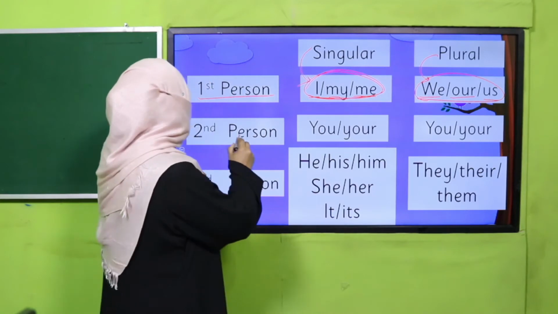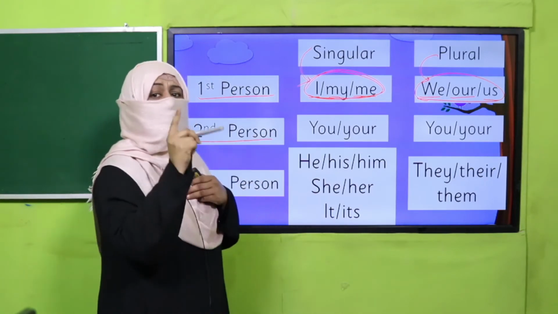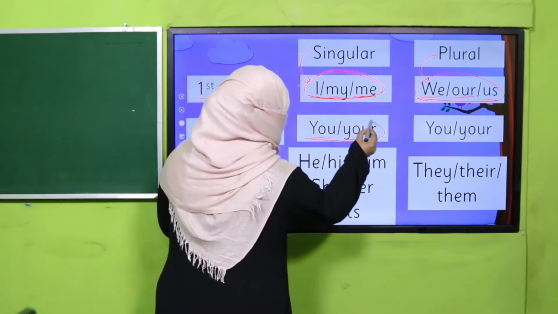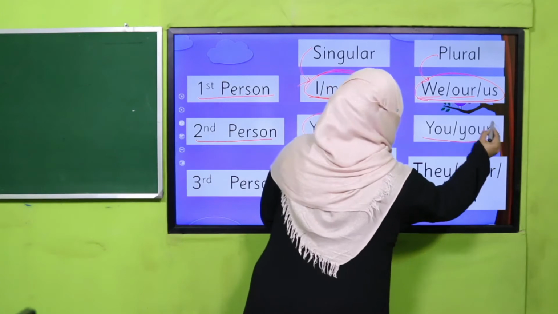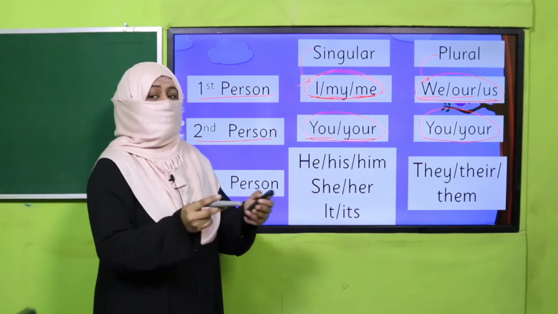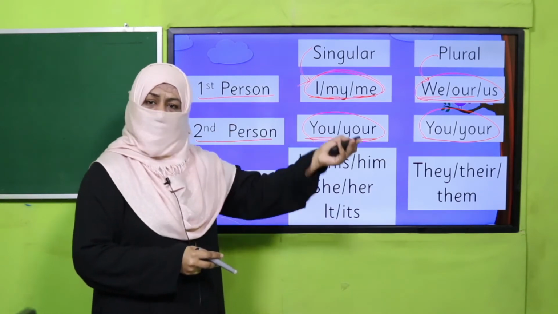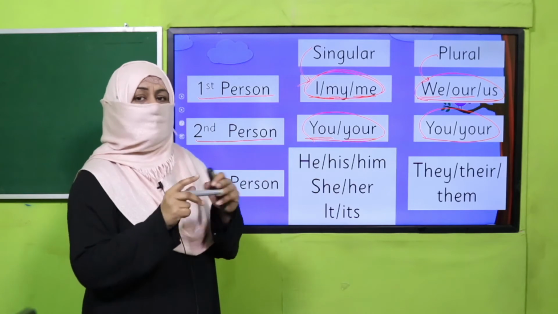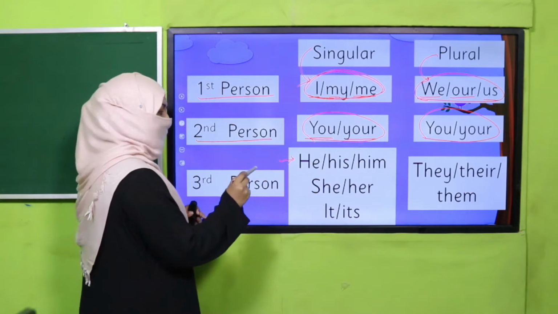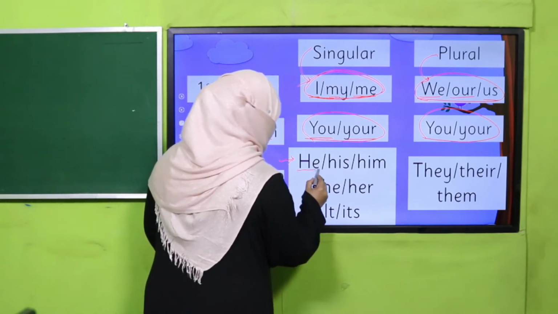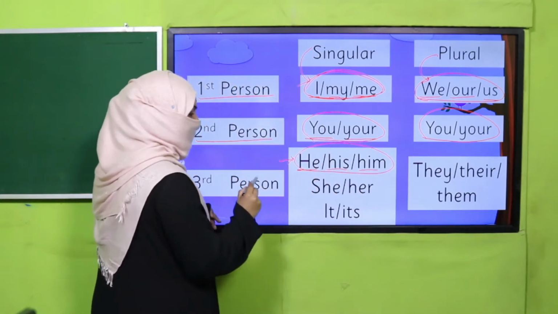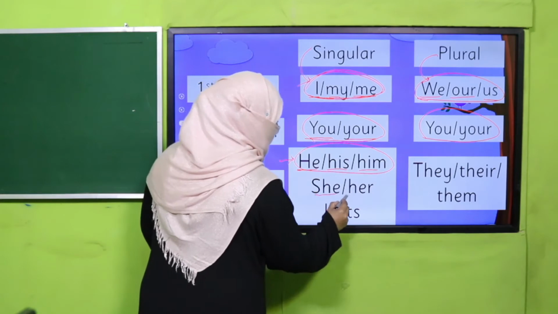Okay. Then second person, and what is second person? You, to whom I'm talking. You and your are pronouns for second person, and for singular and plural, these are the same. Now comes the third person. Who is third person? Who is not around. Maybe a person who is somewhere else and we are talking about that person over here. There can be three situations. Either the person is a male. If a person is male, then the pronouns we will use are he, his, and him. Third person singular male. Third person singular female, she and her.